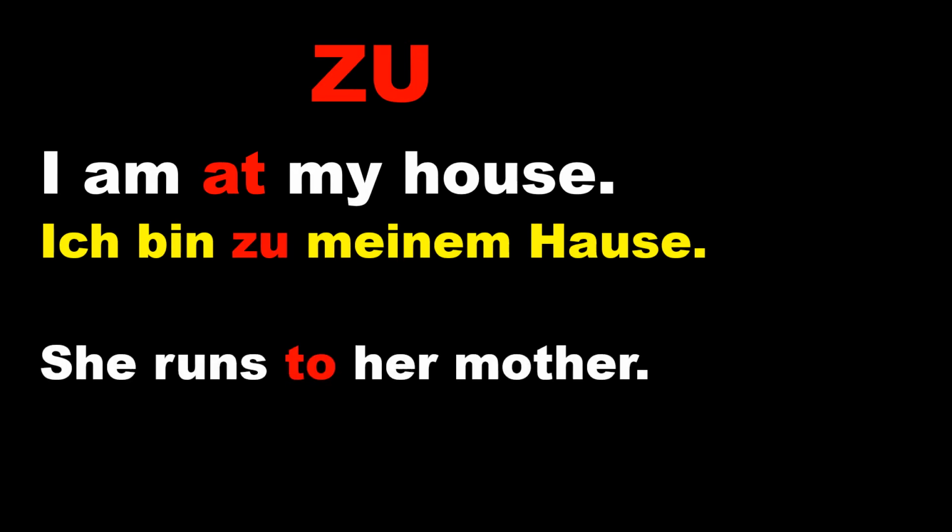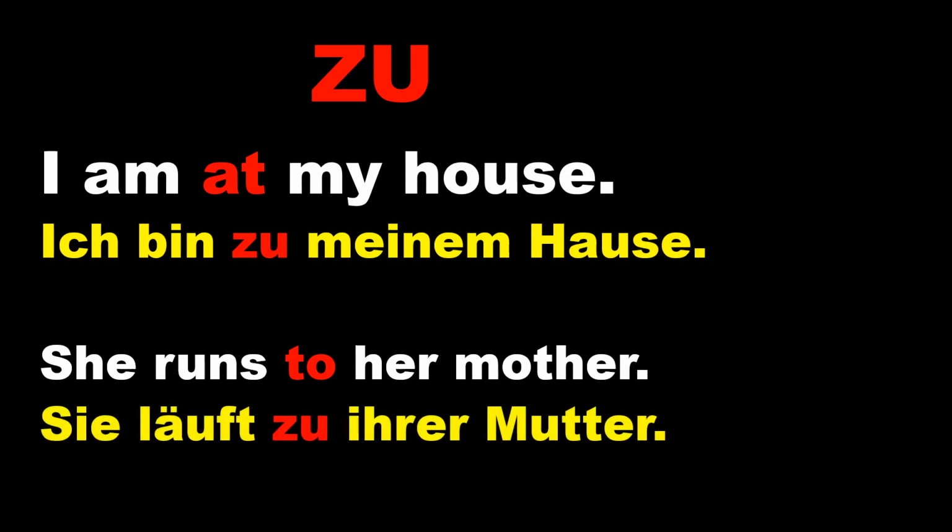Let's go ahead. She runs to her mother. Sie läuft zu ihrer Mutter. Here you can see again the same preposition, but it has different meanings at different places. So you need to understand the context. Ich bin zu meinem Hause. Sie läuft zu ihrer Mutter. That is how we can use the preposition zu, which is a purely dative preposition.